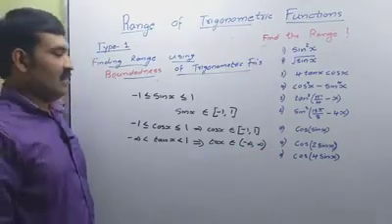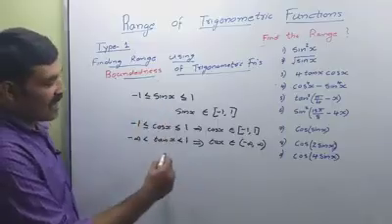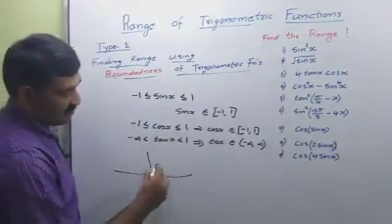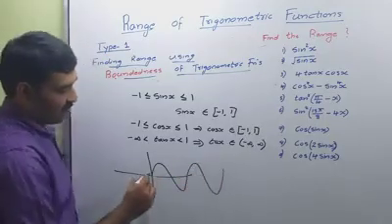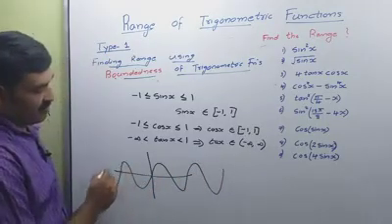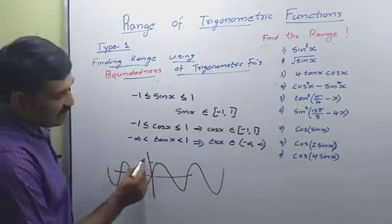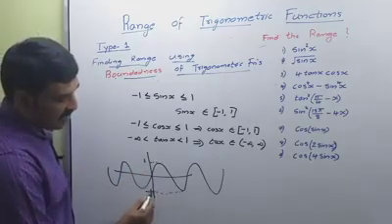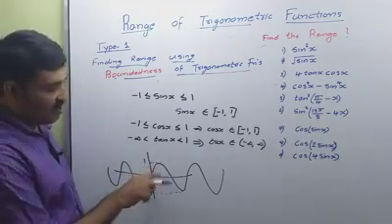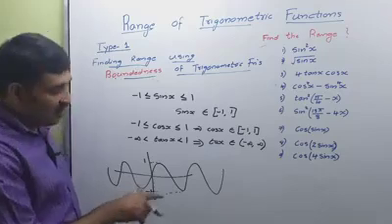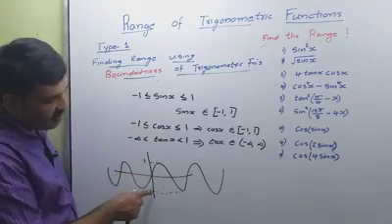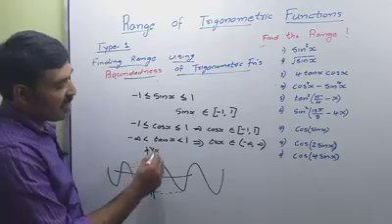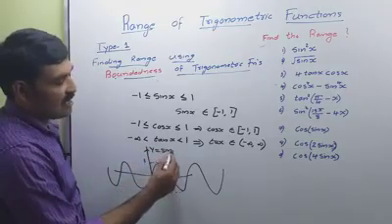Now we know that the graph of sin x is like this. The maximum value of sin x is 1 and the minimum value is minus 1. This is a top value and this is a bottom value. So the value of sin x lies between minus 1 and 1. This is the graph y is equal to sin x.